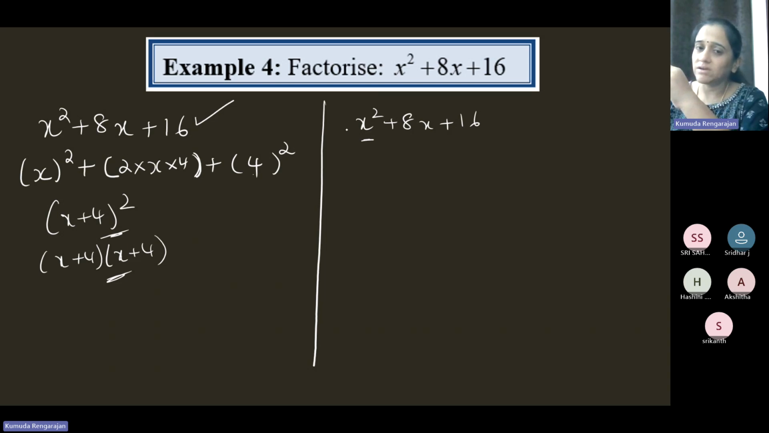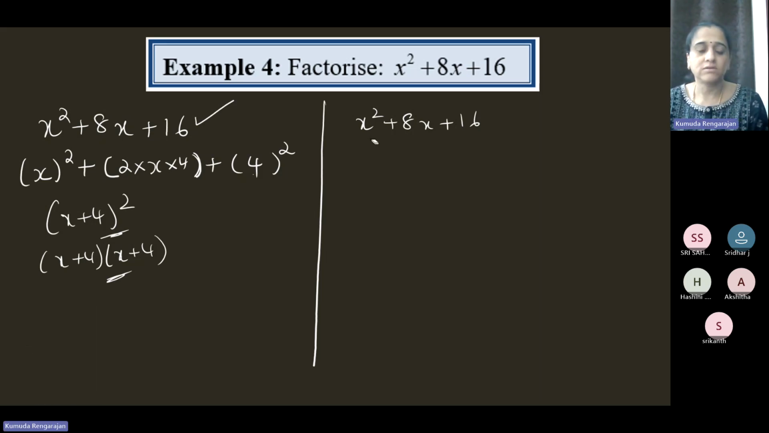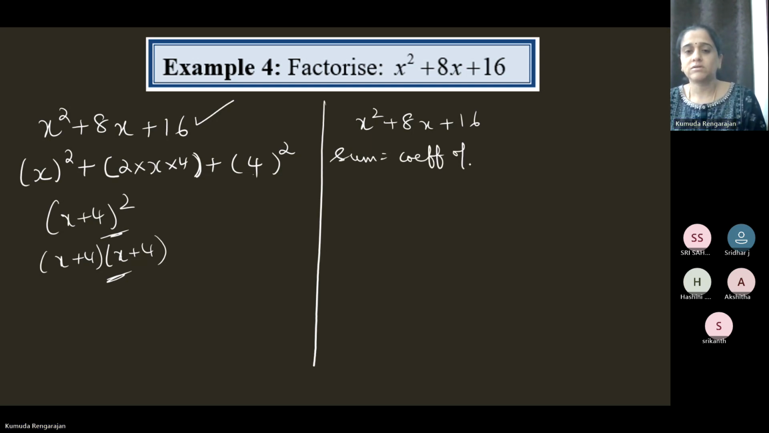It can be y squared. You can have a y squared term, y term, and a constant, or you can have a z squared term, z term, and constant. Now we are beginners, so expressions will be of this form only, or p squared, p, constant. Now the coefficient of the x term along with the sign is the sum. Sum is equal to the coefficient of the x term. So what is the sum? Plus 8.